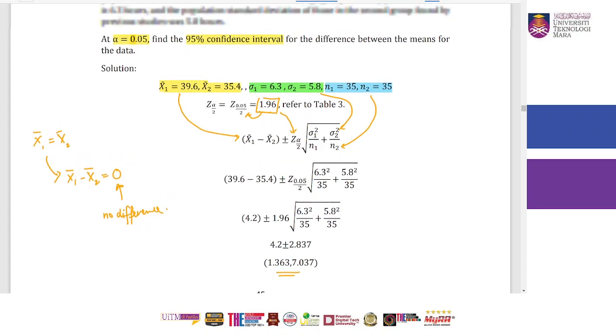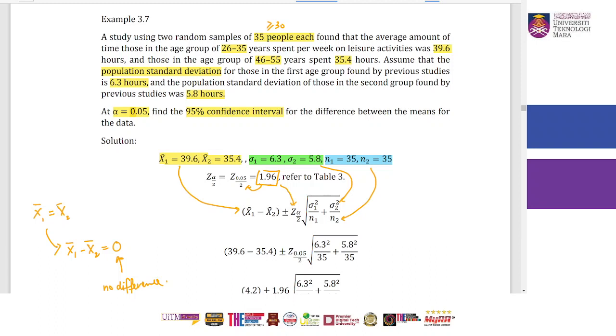Okay, for this example, it is regarding time spent per week on leisure activities. So the question is, is there any difference between time spent per week for leisure activities between people in age group 26 to 35 and people in age group 46 to 55? So we want to see, is there a difference? Is there a difference in the time they spend on leisure activities, for example recreational activities? If there is no difference, it means their mean values are the same, so the difference in means will be equal to zero.